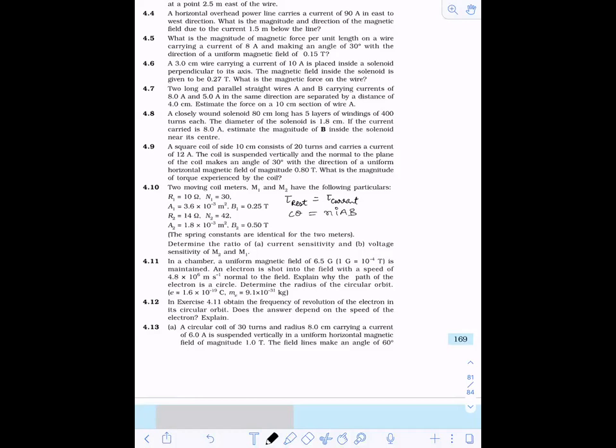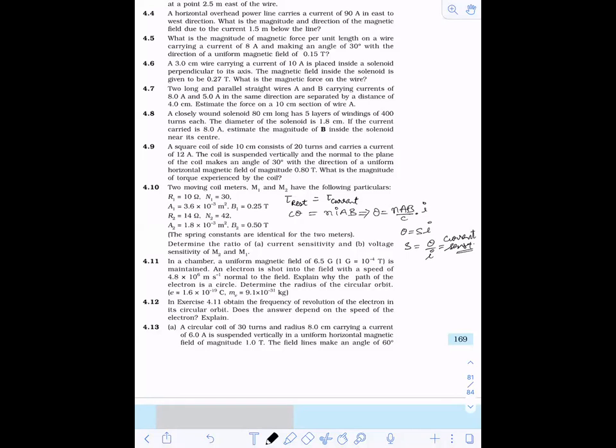Now from this, if I write theta as NAB by C into I. Now theta was S into I. S I had called as sensitivity. So sensitivity is theta by I. So this is current sensitivity. This is only current sensitivity.